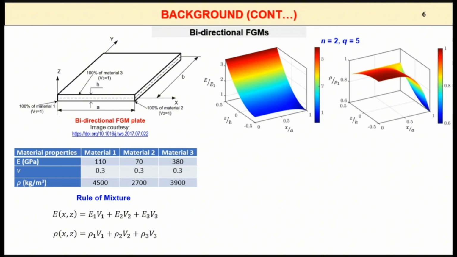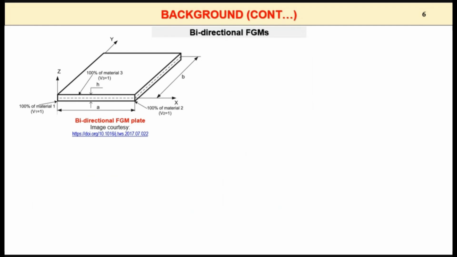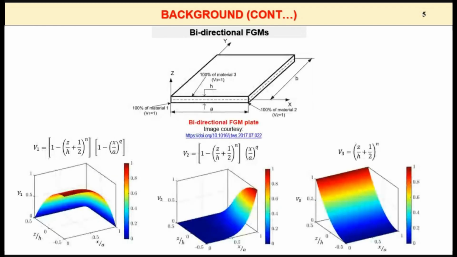And here, as we see in the previous slide, this N and Q are defined. Since we are writing the effective properties in terms of volume fraction, we have this N and Q. These are the, you can say, gradient indices. So if we change N and Q, the material properties along the thickness and along the longitudinal direction will change.